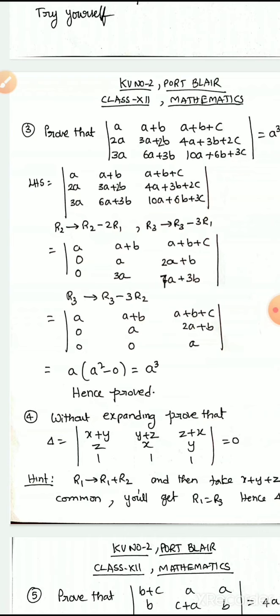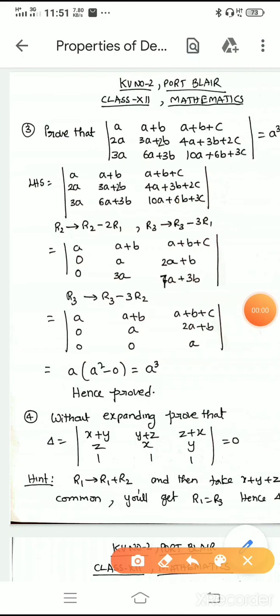Why are we doing 2a minus 2a? Row 2 has 2a and row 1 has a, so R2 minus 2R1 makes it zero. So we applied R2 as R2 minus 2R1 and R3 as R3 minus 3R1, making the 2a and 3a zeros. We made this 2a and 3a zeros by applying these two operations.